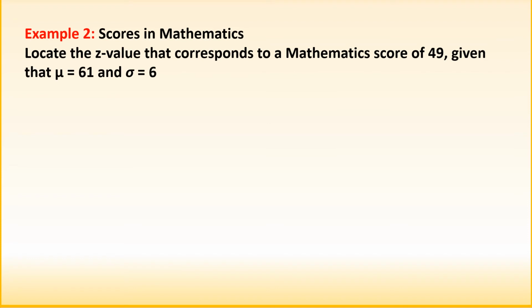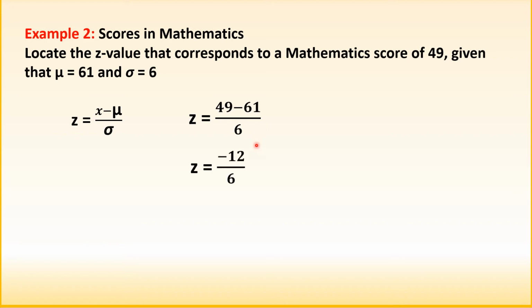Sample number 2, scores in mathematics. Locate the z-value that corresponds to a mathematics score of 49 given the mean or mu is equal to 61 and standard deviation lowercase sigma is equal to 6. So, gagamitin ulit natin dito ang formula for population data, which is z is equal to x minus mu or mean over the lowercase sigma or standard deviation. By substitution, we will have now z is equal to 49 minus 61 all over 6.